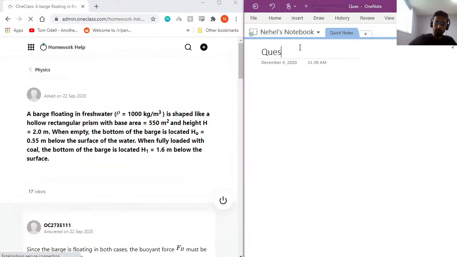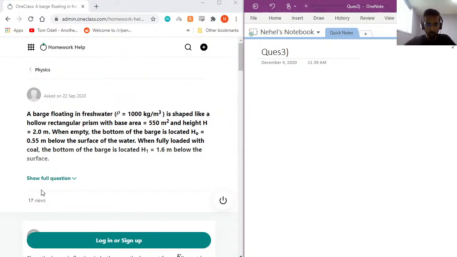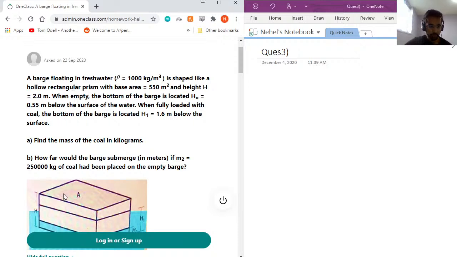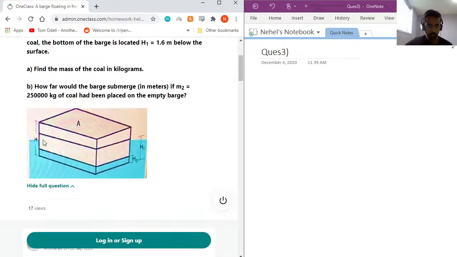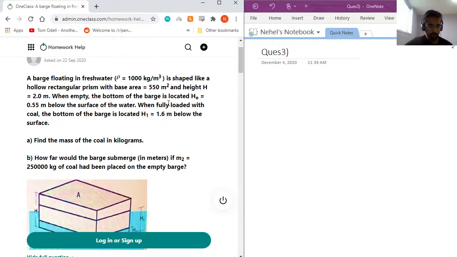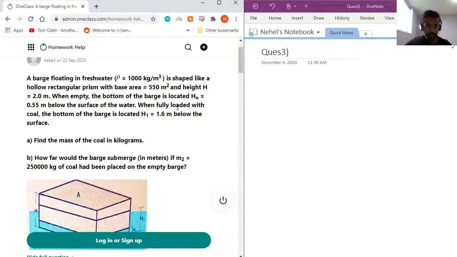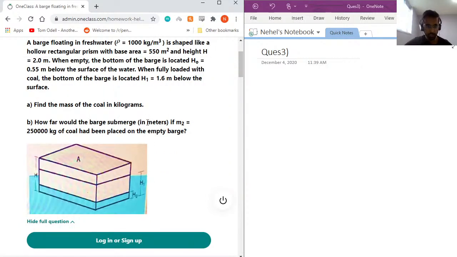Okay, off we go to question number 3. Question number 3 is a bit advanced, and we would need to draw a free body diagram for this question. The question says we have a box floating in fresh water which has density this much and is shaped like a rectangular prism, and the area of the base is 500 meters square, height is 2, so the overall height. When it's empty, it floats such that it submerges 0.55 millimeters into water, and then when we put a mass into it, it floats such that it submerges 1.6 meters into water. So we need to find the mass of the coal which we put into the box so that it submerges 1.6 meters.